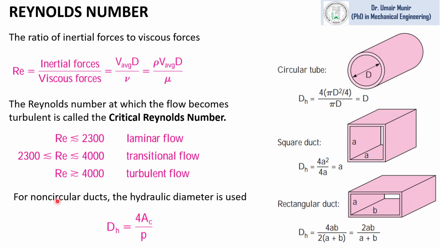For non-circular ducts, like in the HVAC systems, we use hydraulic diameter instead of diameter. The hydraulic diameter is the ratio of cross-sectional area to the perimeter. For a circular pipe, the hydraulic diameter is equal to the diameter of pipe. For a square duct, the hydraulic diameter is equal to the length of any side. And for rectangular duct, hydraulic diameter is equal to 2AB divided by A plus B.